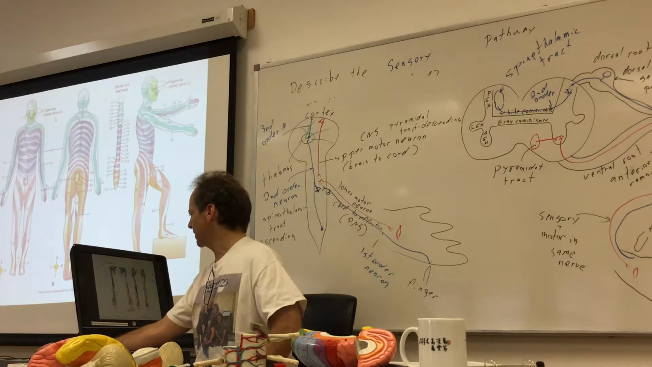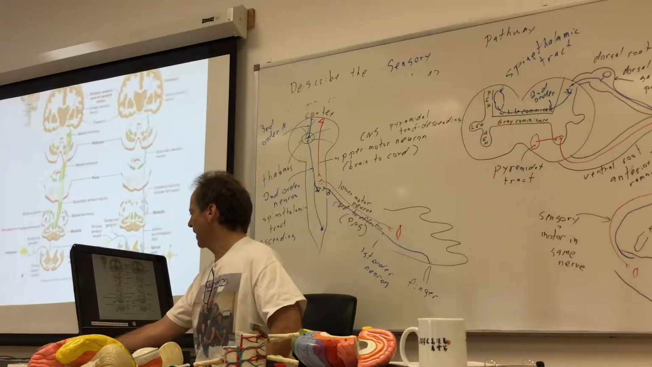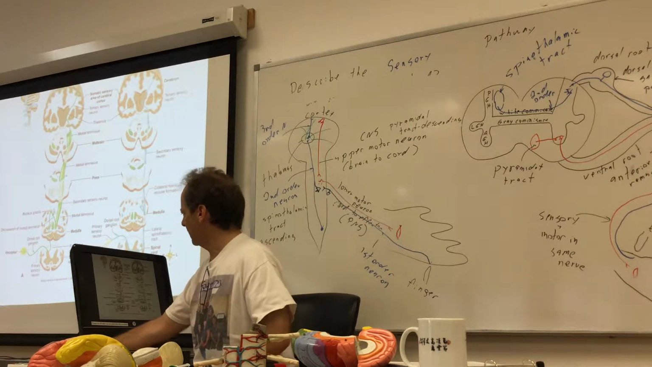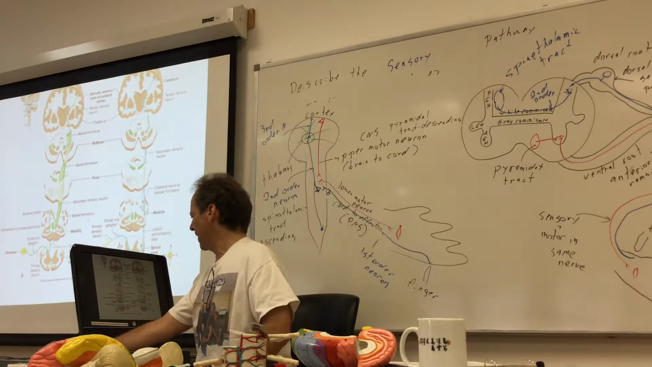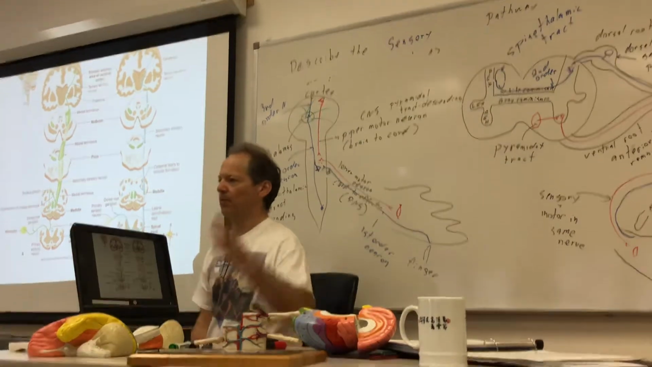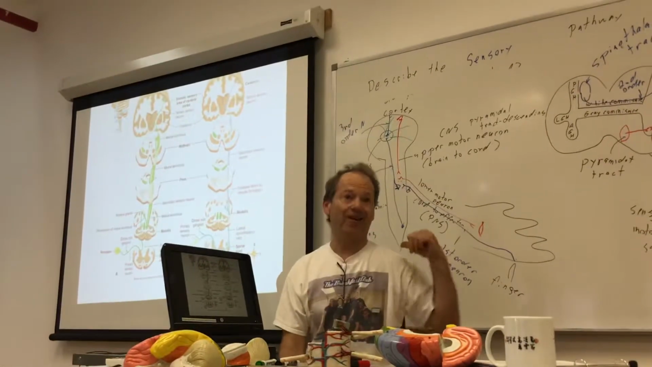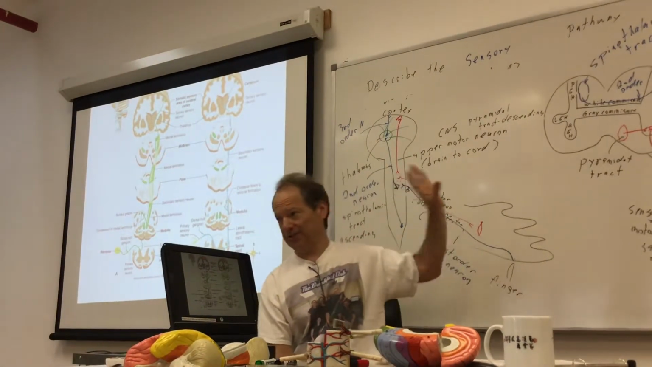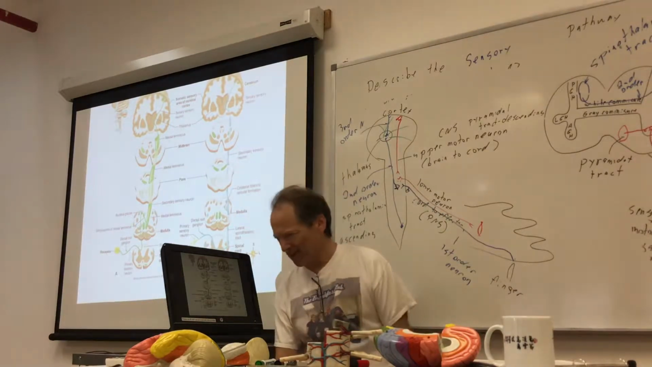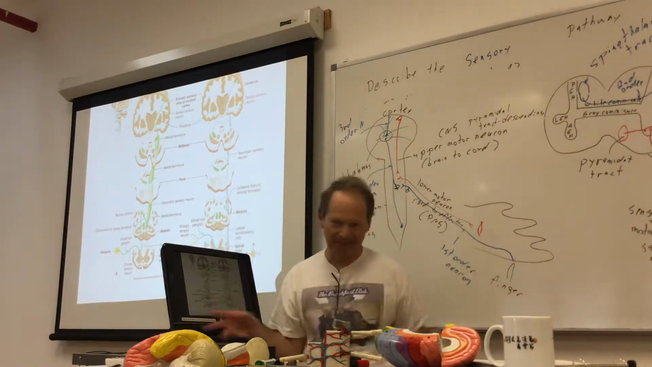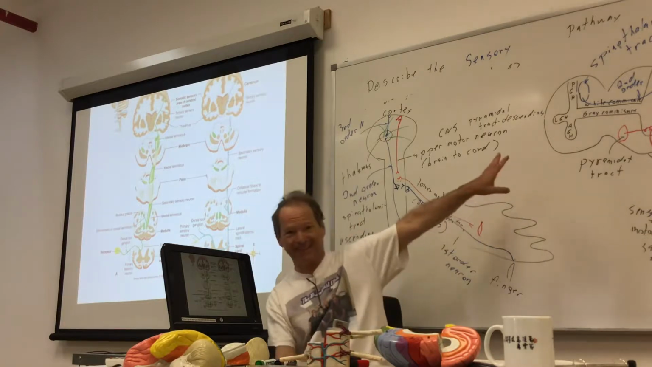This is the sensory pathway. Now, the way that I did it is true, but there are other ways to do it. We're just going to stick with this, but believe it or not, it's more complicated than this. There are other ways that the sensory neurons can go, but they all basically go this way.